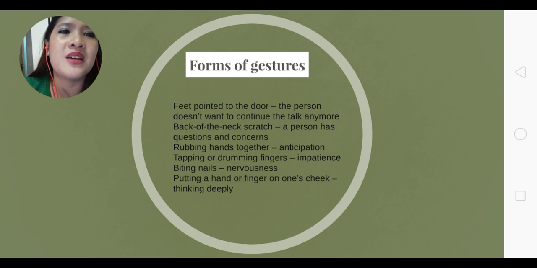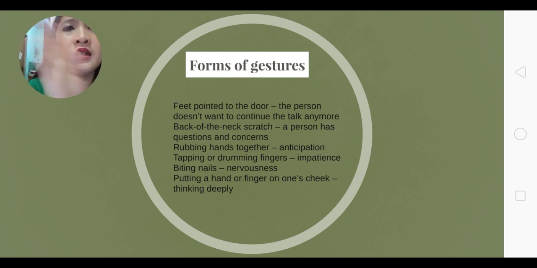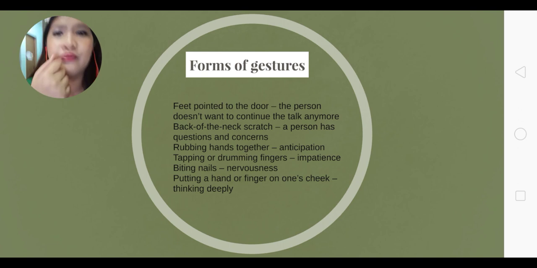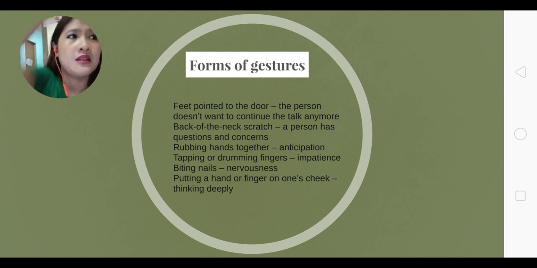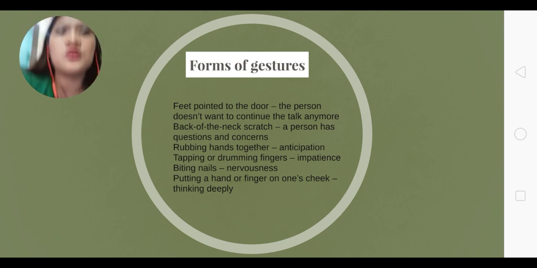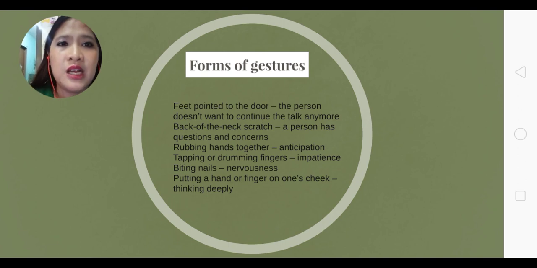Rubbing hands together, on the other hand, is anticipation. We could see that most of the time, when somebody rubs his or her hands together, you are excited for a gift, food, or something else. Okay, then biting nails is showing nervousness. That means the person is doubtful, the person is feeling anxiety about what is about to happen.